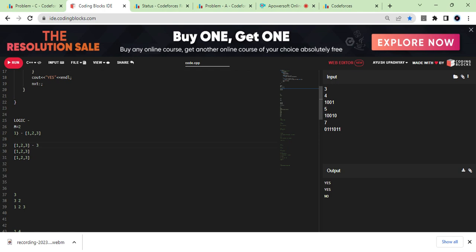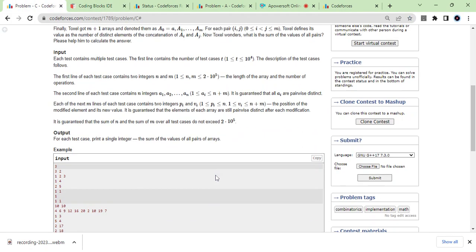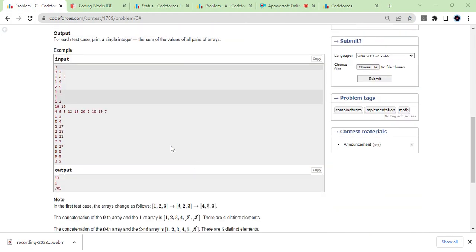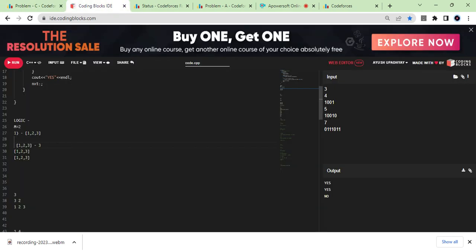The answer for this is the concatenated array. This is not the array present in the chain; these are the arrays present in the chain. This is the concatenated array, right? So C1, concatenated array, has three distinct elements, and this also has three elements, and this also has three distinct elements. So the answer is going to be 3 into m plus 1.